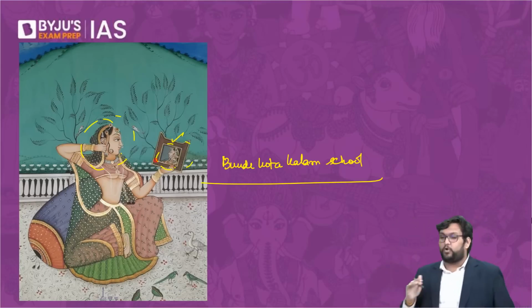Now, this type of imagery, this type of expertise to show a person in a mirror, first make an image of that person and then make a smaller image of that person, exactly the same, is out of the world. It is out of the world and actually not known anywhere else in the world itself.